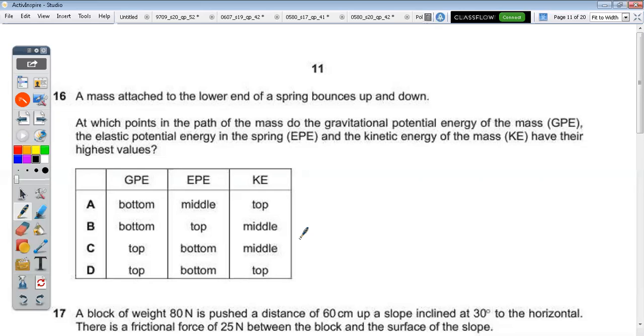Where do you have the highest maximum velocity when it's in a pendulum? In the middle. So that's where you have your highest kinetic energy, which means A and D are out. I think it's C. And your potential energy. So you're saying your answer is C. Okay.